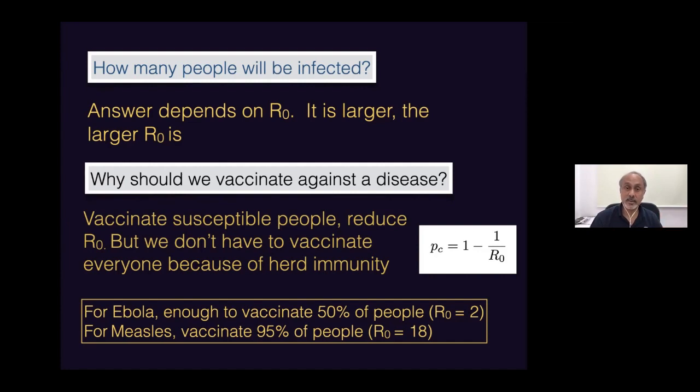You vaccinate susceptible people, remove them from the susceptible population, and reduce R0. But you don't have to vaccinate everybody because of herd immunity. And for Ebola, as I said, R0 equals 2. It's enough with the Ebola vaccine to vaccinate 50% of the people to protect the rest of the people who are unvaccinated.